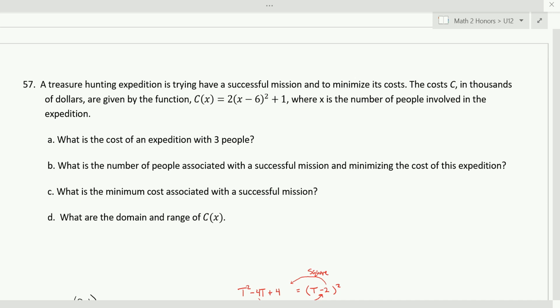So the costs C in thousands of dollars are given by this function. Somehow they determined this function of how much it's going to cost us at the end, where X is the number of people involved in the expedition. So A says, what's the cost with 3 people? Go ahead and find that cost with 3 people.